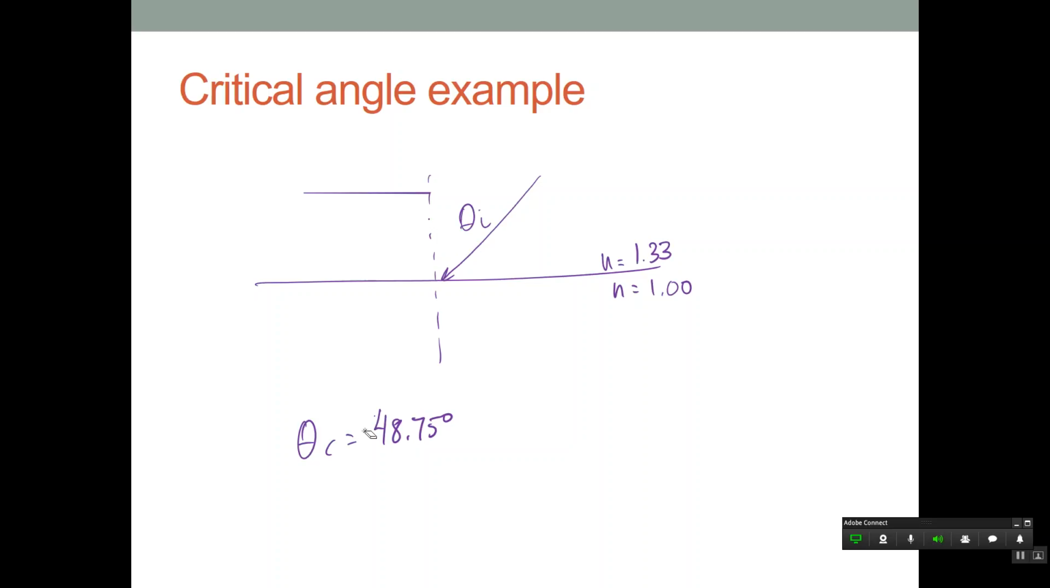But at any point, if I'm going into a slower medium, my angle is going to be smaller. It's never going to be bigger. So I can never reach that 90-degree refracted angle if I'm going from fast to slow. Okay?